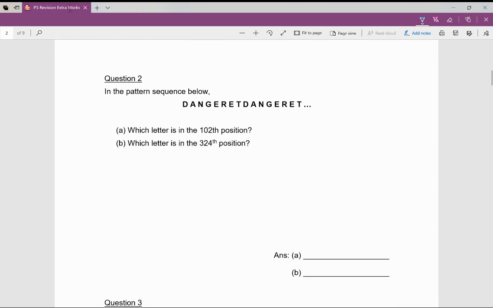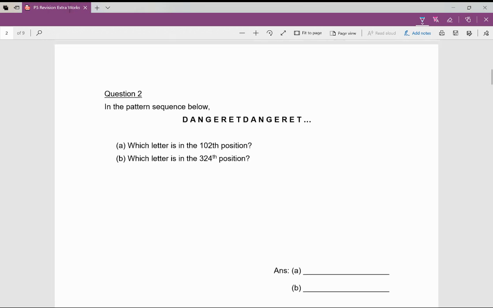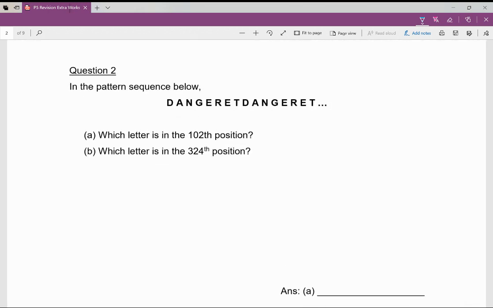Question 2 now. So this one is slightly easier because they already list out the pattern for you. So let's just find a pattern. So it's not danger if you can spot the word D-A-N-G-R. That's not my one group, so that's fine. So I have D-A-N-G-R-E-T, then D-A-N-G-R-E-T again. So my one group is actually here until the T. So in one group, there are actually 1, 2, 3, 4, 5, 6, 7, 8 letters in my one group.